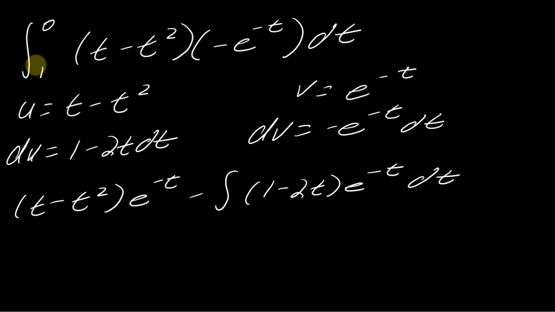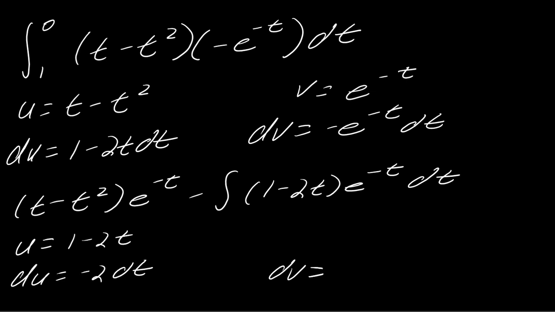Okay, so there's everything. And now I need to integrate by parts again. So start it over. My u will be 1 minus 2t. My du will be negative 2 dt. My dv will be e to the negative t dt, and my v will be negative e to the negative t. Oops, and I forgot my dt. Okay, so wash, rinse, repeat. So let's make some space.